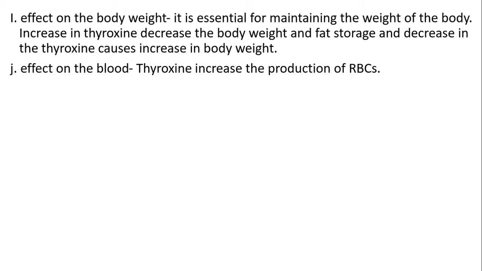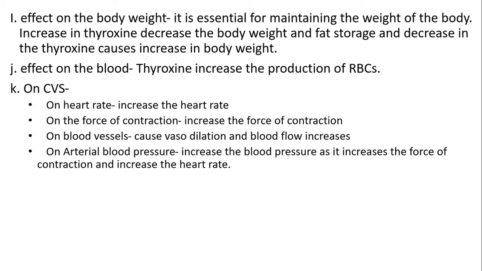Effect on blood: thyroxine increases the production of RBCs. On the cardiovascular system, on the heart rate, it increases the heart rate. On force of contraction, it increases the force of contraction. On blood vessels, it causes vasodilatation and blood flow increases. On arterial blood pressure, it increases the blood pressure as it increases the force of contraction and the heart rate.